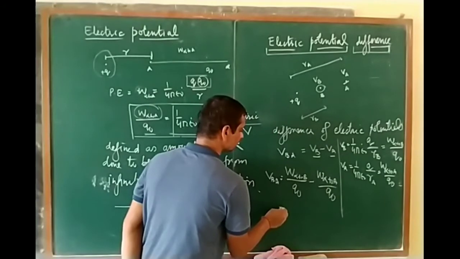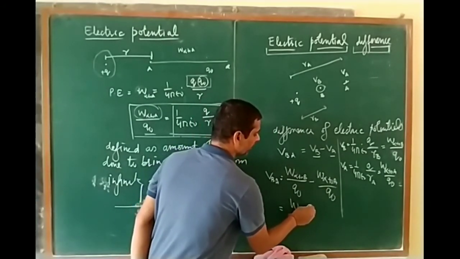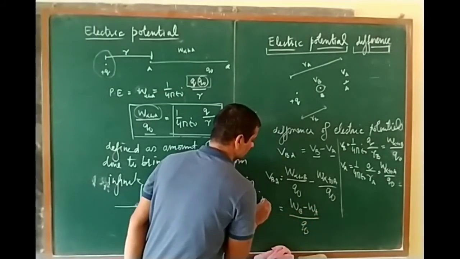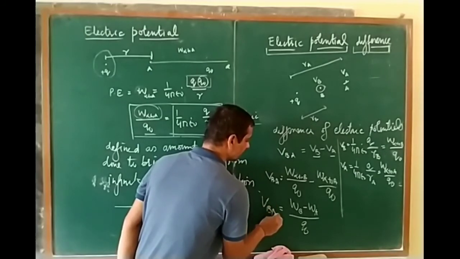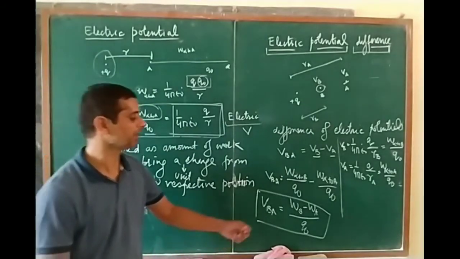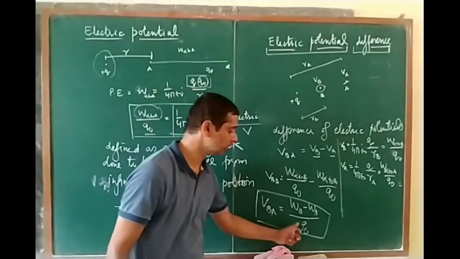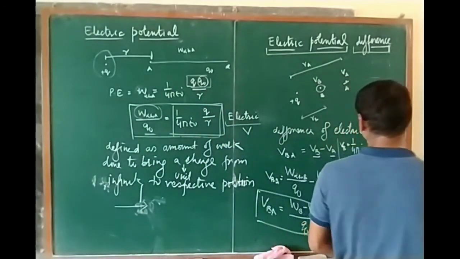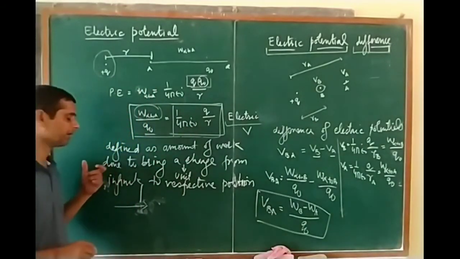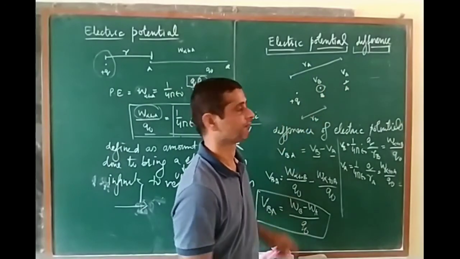If you solve it, what do you get? The amount of work done to bring a charge, I am writing only WB minus WA, divided by Q naught. So what we get? The electric potential difference is nothing but the work done to bring a charge from A to B per unit test charge. So further we can define it as the amount of work done to bring a charge from one position A to B.